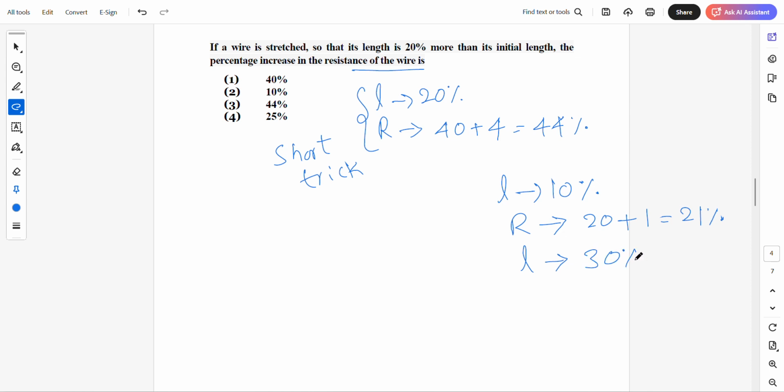Now let us say the length is increased by 30%. What happens to R? R will be equal to how much? Double of this one is 60, plus square the unit place number here, that is 9, which is equal to 69%. This is the short trick to remember. So the answer is 44% is the right answer here. Hope you understood. Now come to the next problem.